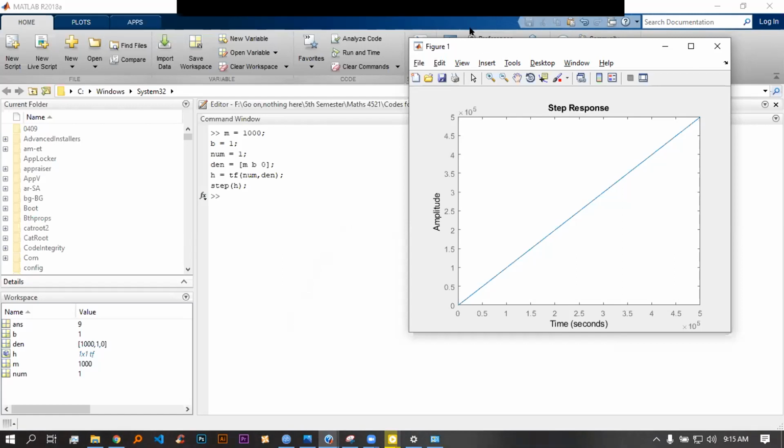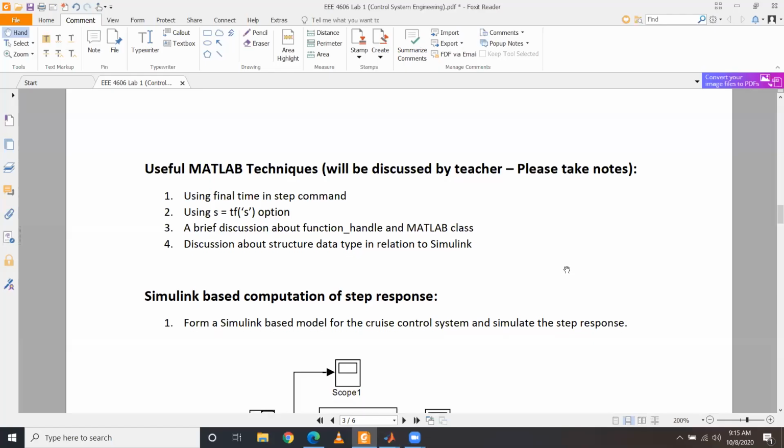Okay, so you can stop sharing now. Should we move on to the next part? Did everyone try it at least? Yes, sir. Okay, so next part, some MATLAB techniques. Oh, my screen is not shared. Okay, some MATLAB techniques: using final time in the step command, very easy.